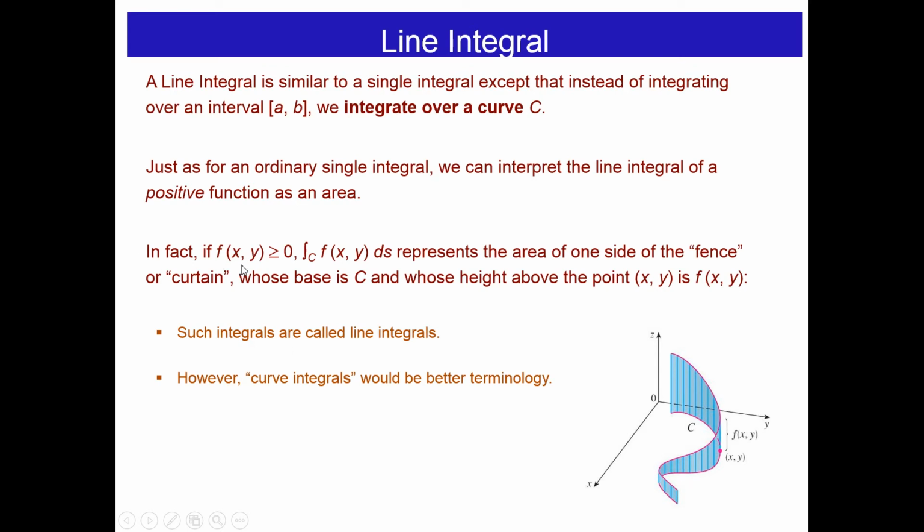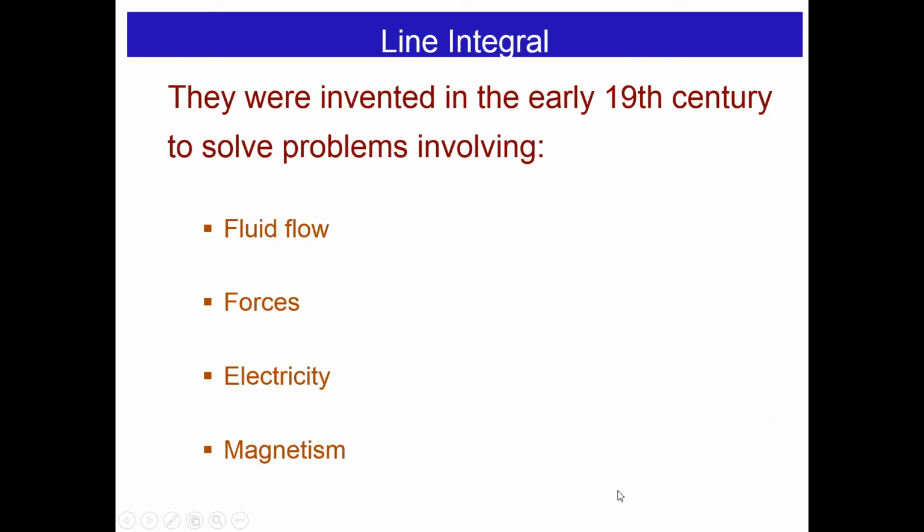In fact, if f(x,y) is greater than or equal to 0, the line integral over the curve C of f(x,y) ds represents the area of one side of a fence or a curtain, whose base is the curve C, and whose upper part comes from the heights, that is the value of f(x,y) at some point (x,y) on the curve C. Such integrals are sometimes called line integrals or curve integrals. They were invented in the early 19th century to solve problems involving fluid flow, forces, electricity, and magnetism.